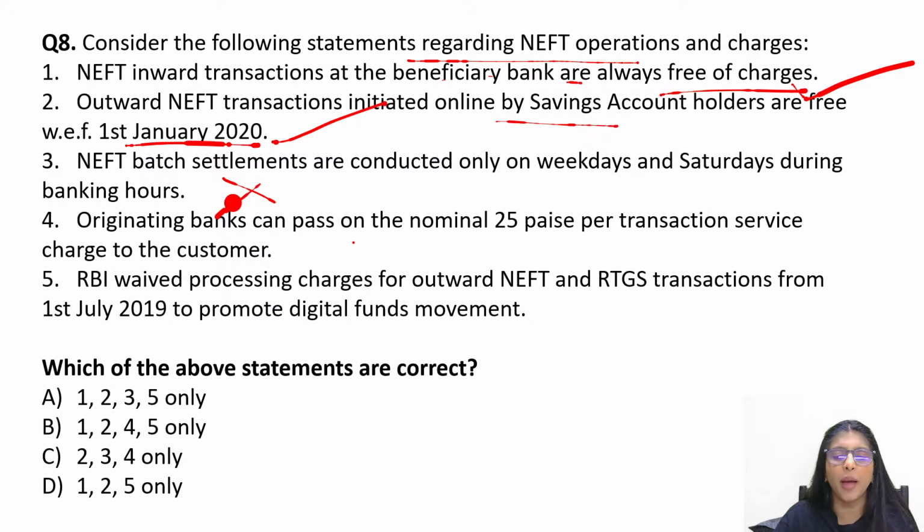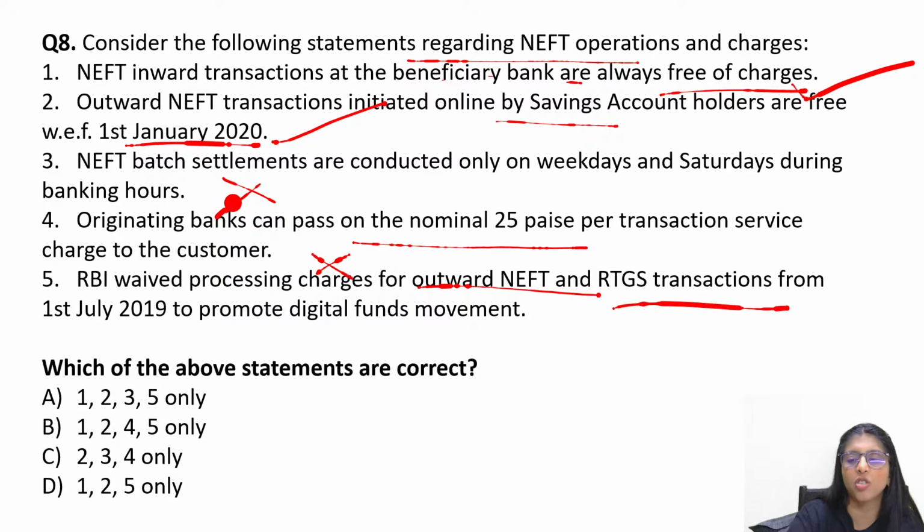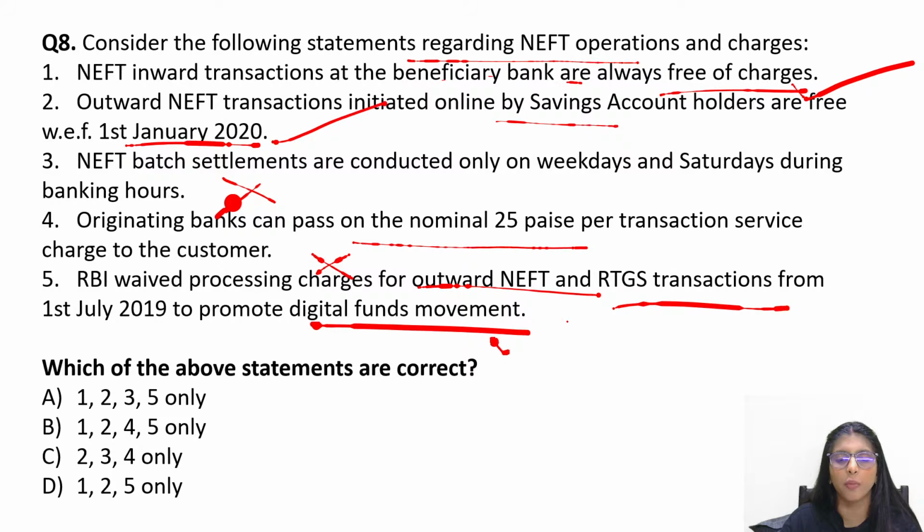Originating bank can pass on the nominal 25 paisa per transaction service charge to the customer. No, it's correct: the bank cannot pass on the nominal 25 paisa per transaction service charge to the customer. RBI waived processing charges for outward NEFT and RTGS transactions from 1st July 2019 to promote digital fund movement. Yes, correct. Which are the correct options?